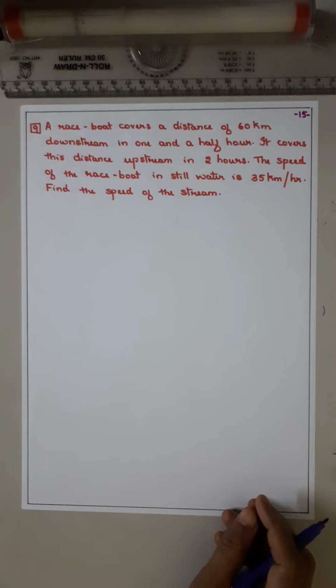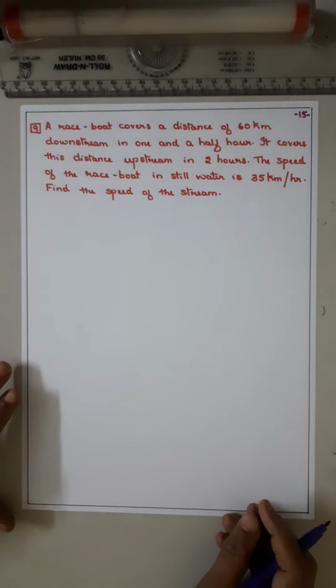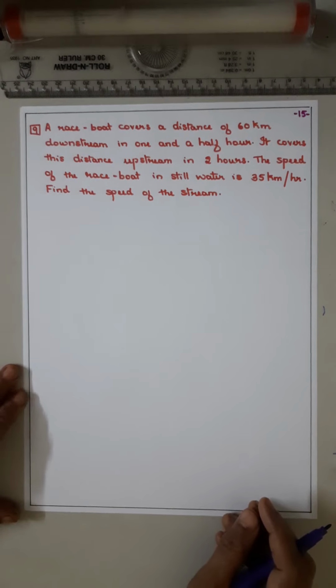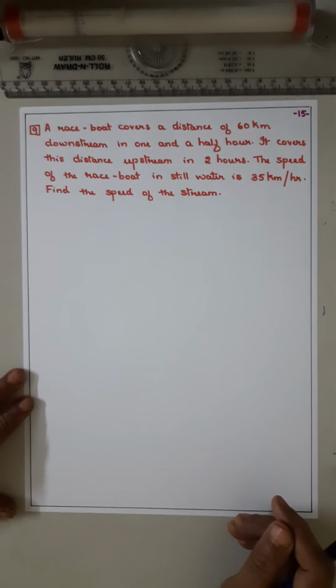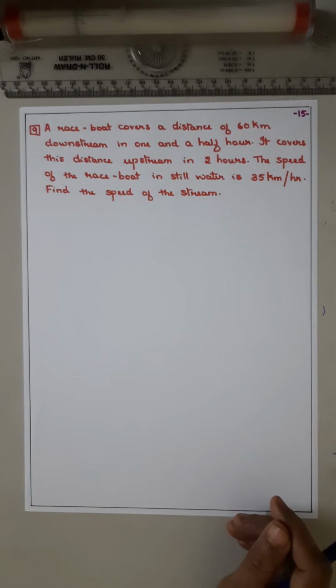Hope you remember. A race boat covers a distance of 60 km downstream in 1.5 hours. It covers this distance upstream in 2 hours. The speed of the race boat in still water is 35 km per hour. Find the speed of the stream. See, it is a little bit different from the worksheet sums. So here they have asked the speed of the stream.